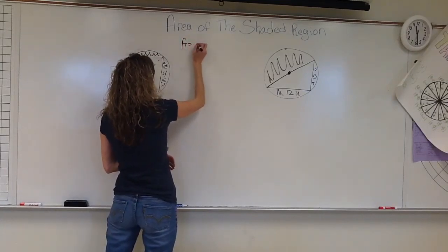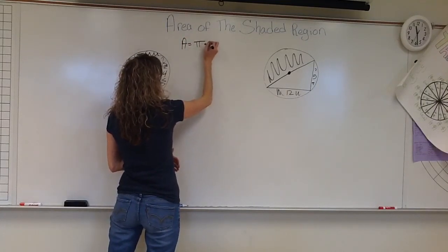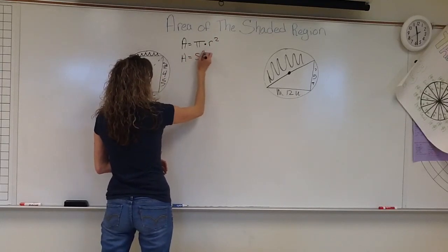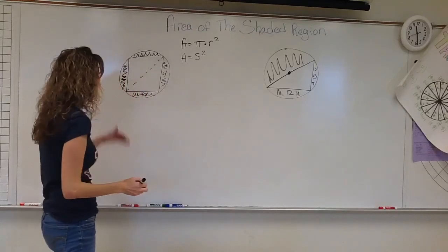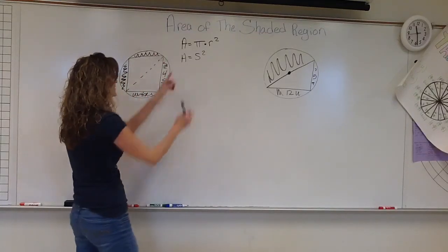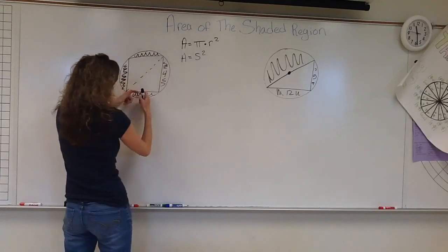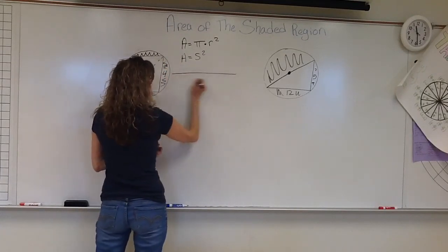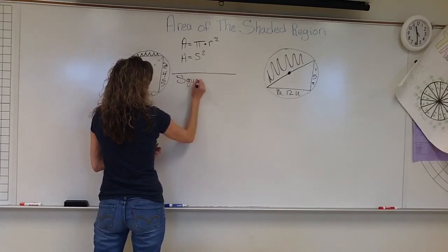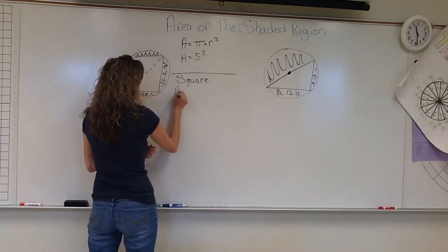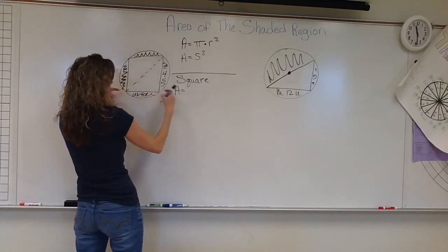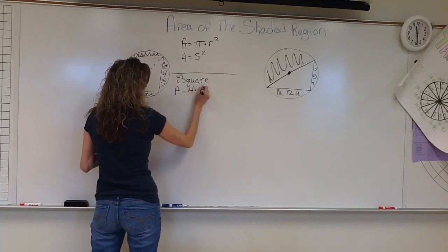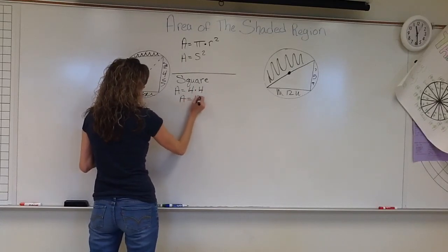So we've got to find the area of both of them. Area of the circle is pi times the radius squared, and area of the square is side squared, or it could be length times width, but the length and width are the same. I know all my information for the square. I know the length is 4 and the width is 4. So the area of my square is my length times my width. So the area of my square is 16.